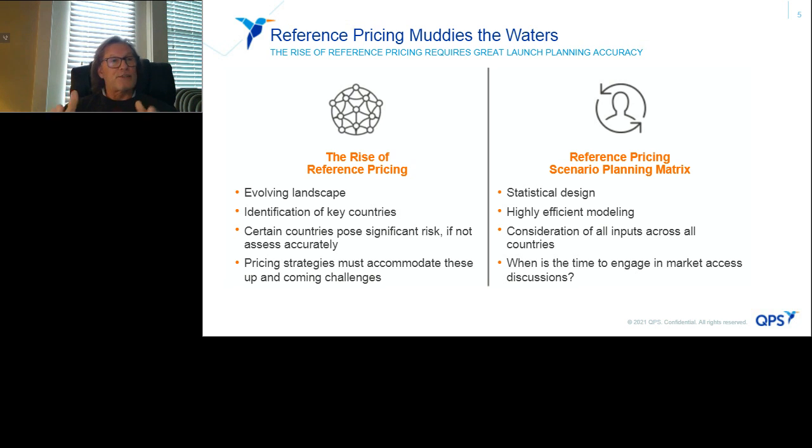And the reference pricing scenario planning matrix looks at that from a statistical design. It's a highly efficient modeling process. It works to take into consideration all the inputs across many countries, and it makes a determination as to when is the time to engage in market access discussions. And is the current approach that your company or we as an industry are using the most accurate time? Or are there ways to improve it and optimize those discussions?